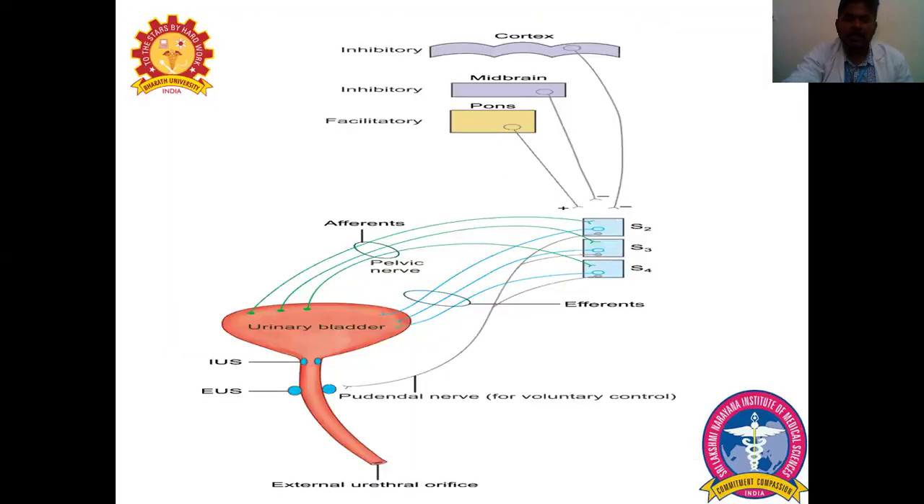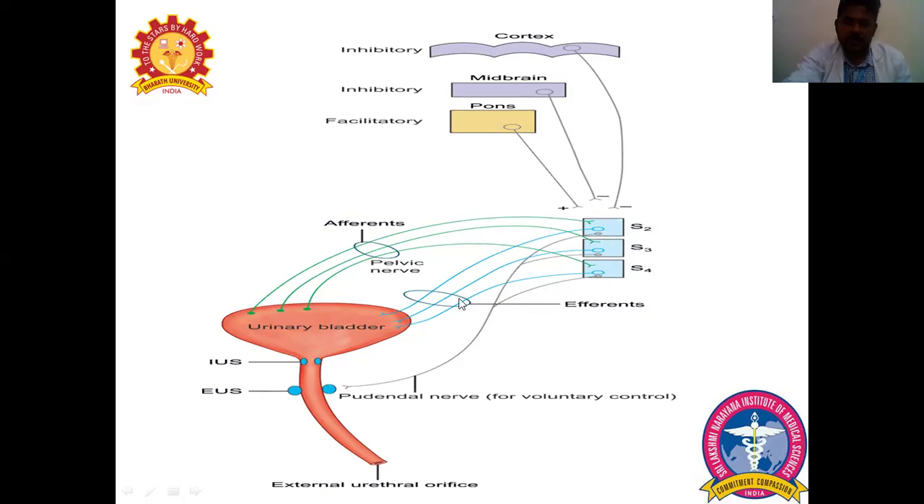So whatever we discussed in the flowchart manner, we'll see it in the diagram manner also. You can see here, this is the bladder, it is going to fill with urine. When the bladder is filled with urine, it will stretch, the stretch receptors will get activated, and these stretch receptors will activate the afferent pelvic nerve. This afferent pelvic nerve will give the information to the S2, S3, S4 segments of the spinal cord.